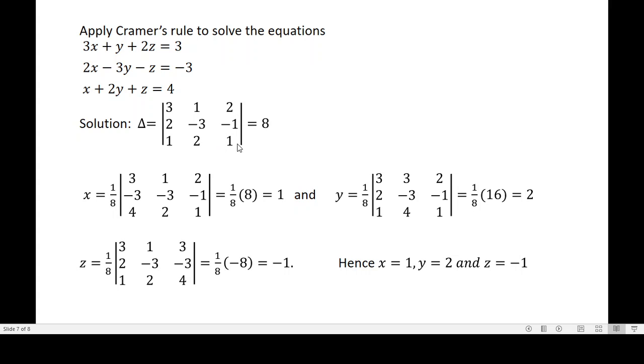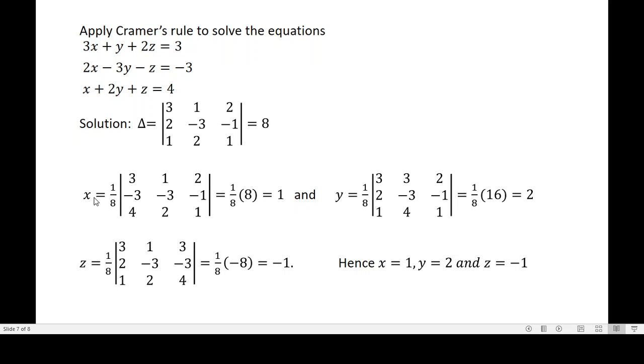Evaluate this determinant. So let us evaluate: 3 into minus 3 plus 2, minus 1 into 2 plus 1, plus 2 into 4 plus 3. Simplify. Delta is equal to 8.